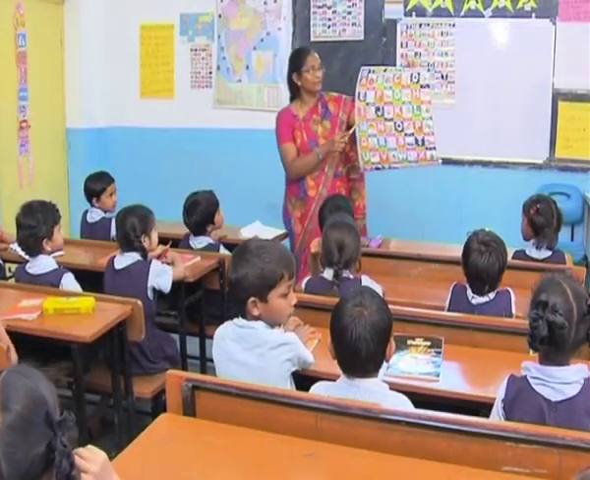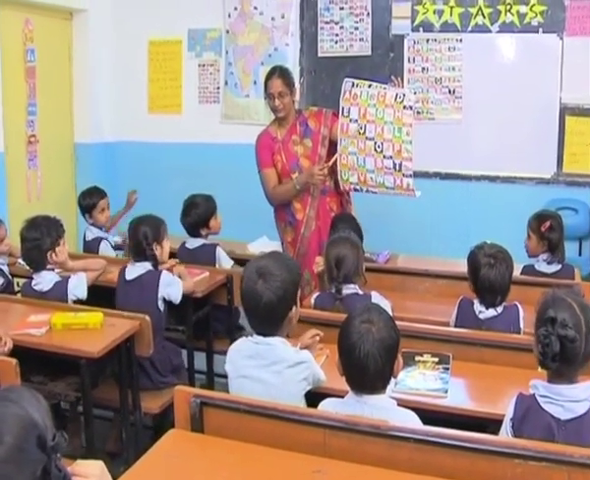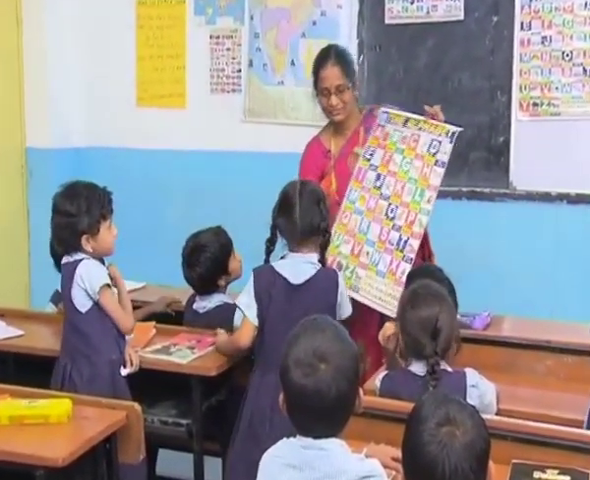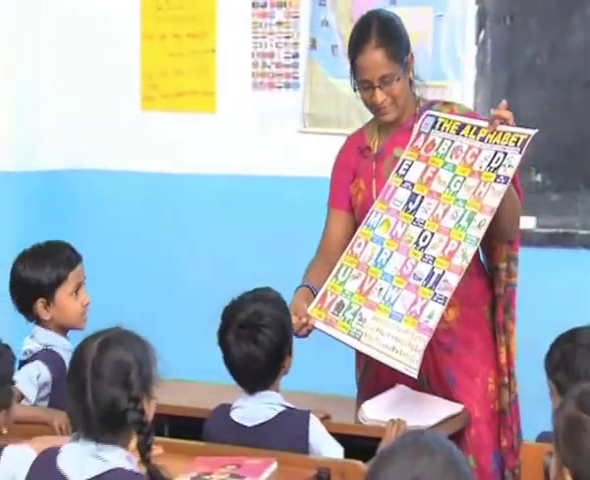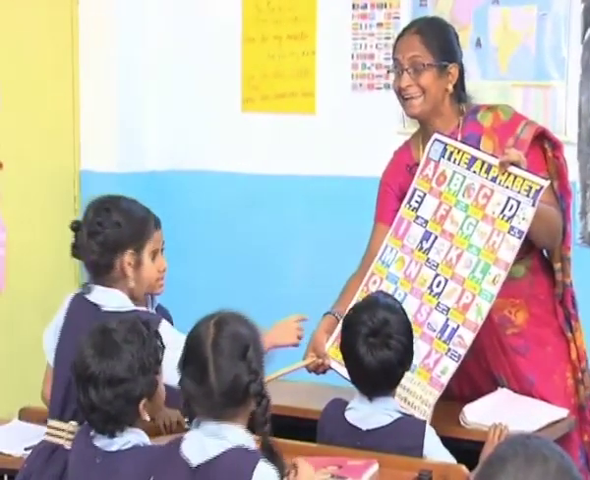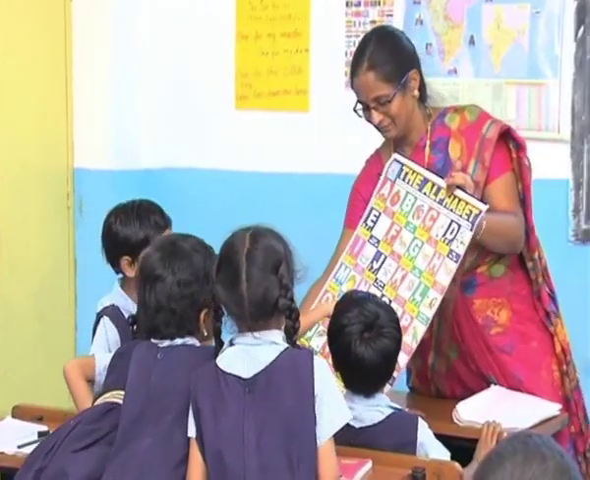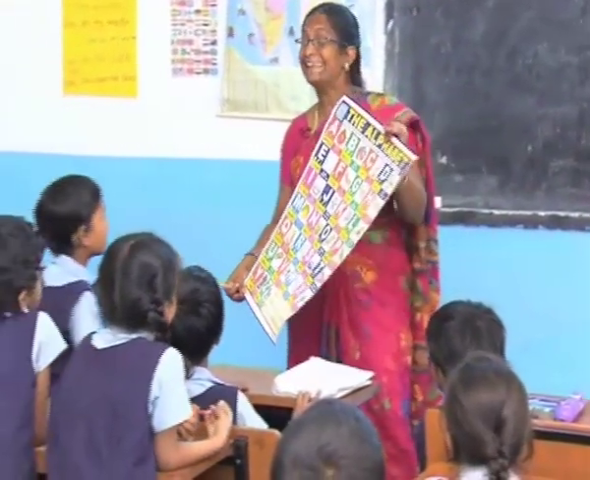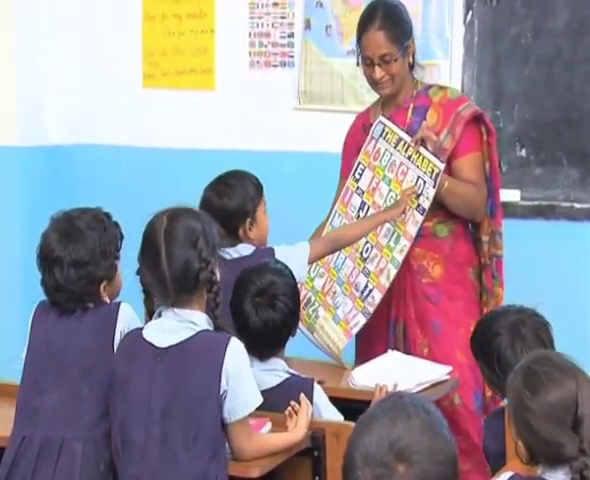Divya, can you show me the alphabet K? K. K. Very good, thank you. Swati, can you show me the alphabet N? N. N. Very good. Madhushalini, can you show me the alphabet D? D. Very good.